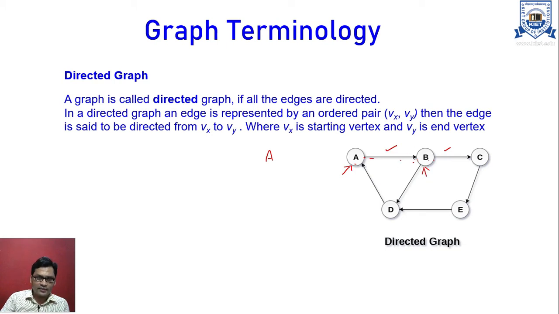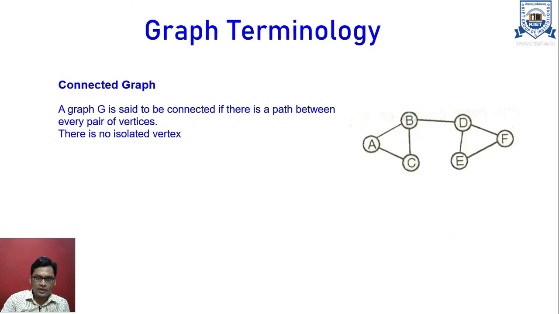Directed graph and undirected graph: you should remember these points. Okay. Connected graph. What is it? A graph is said to be connected if there is a path between every pair of vertices. Definitely. A to B, there is a path. A to C, there is a path. A to D, there is a path. From A to D, B to D, C to D, there is a path.